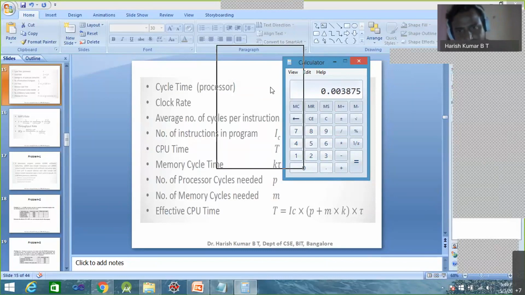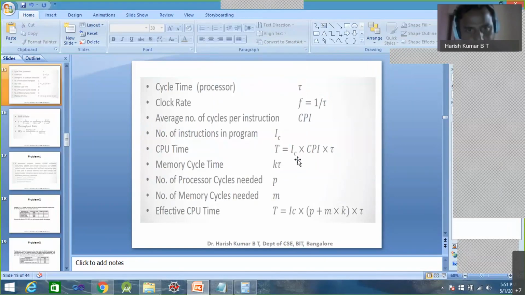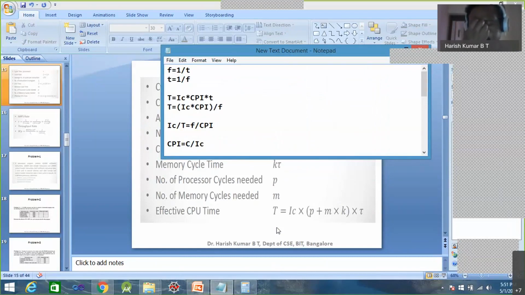Use this equation, it is simple. Tau is there, and for Mips you have computed, leave it. T is equal to IC into CPI into tau, and tau can be written as 1 by F. Getting my point? If you want tau itself, you take the inverse of 40 into 10 raised to 6. 1 divided by 40 into 10 raised to 6, you'll get tau, and put that here. Both the ways it is same. I'm using this now.